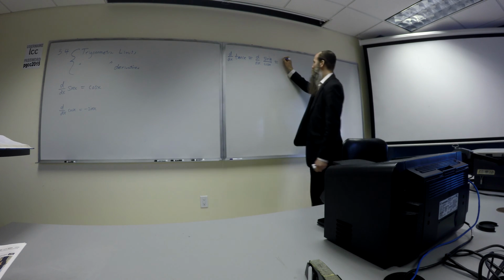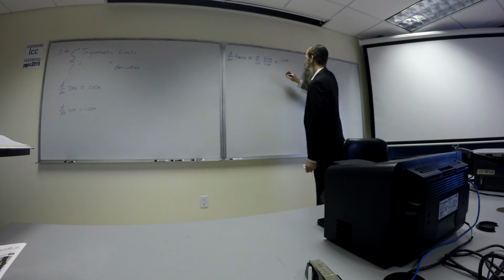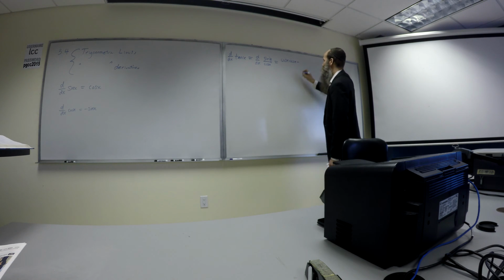Cosine times the derivative of sine x, which I guess is cosine. Okay. Cosine times cosine x minus sine times negative sine x, over cosine x squared. Sounds good. That sounds perfect.